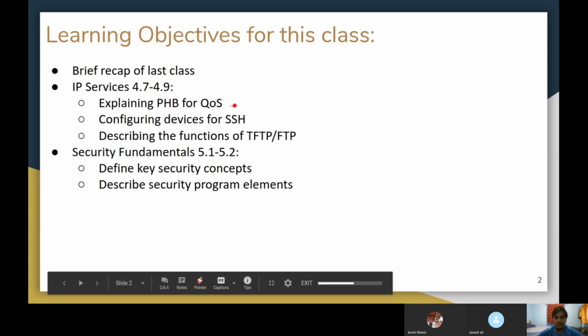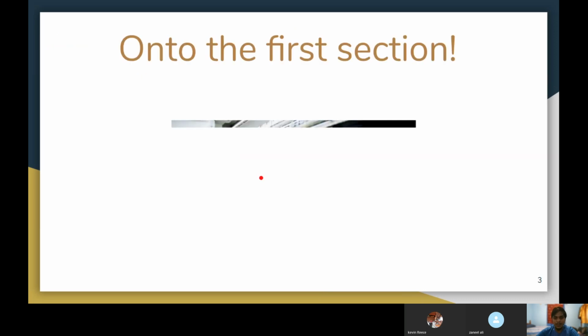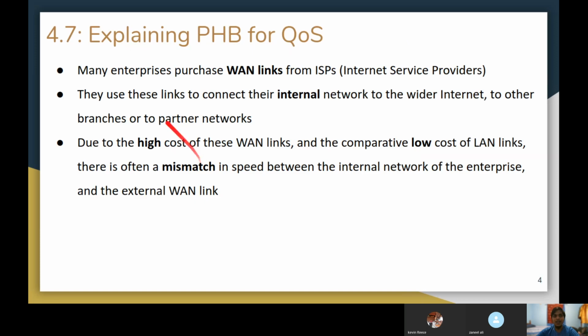Alright, so today we're going to go through QoS, quality of service, and then configuring devices for SSH, and then the functions of TFTP and FTP, and then we're going to start security, which is the fifth module. These will be very non-technical. It'll basically be concepts, because that's what they want us to do. Nothing technical at all. We can't really configure security concepts. So on to the first section.